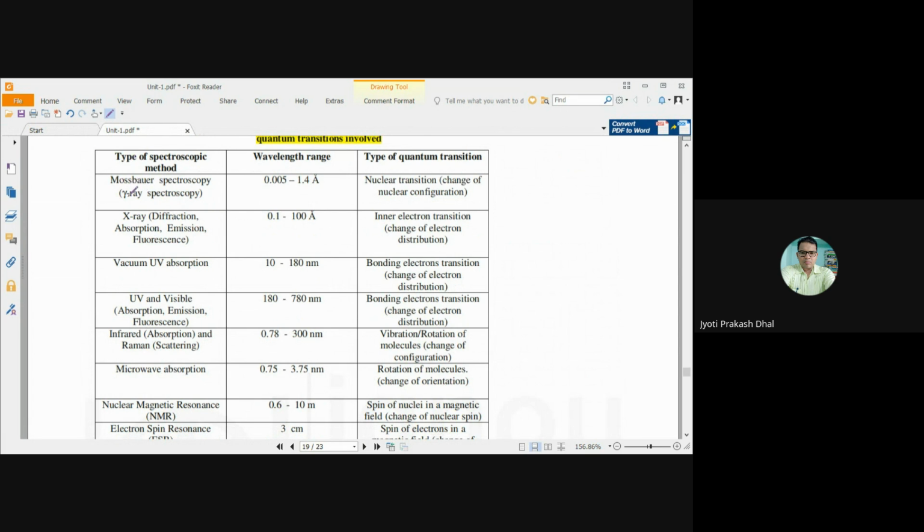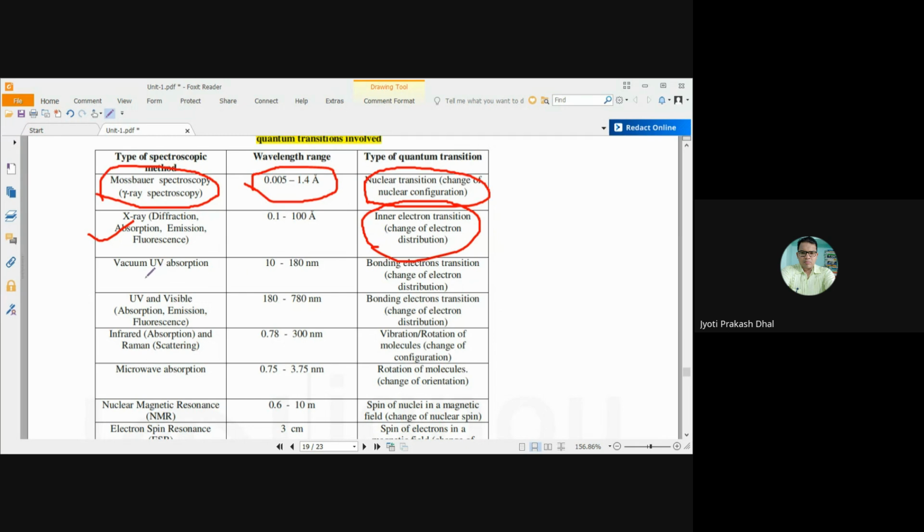So the first type of spectroscopic method is called Mossbauer spectroscopy or gamma ray spectroscopy, having a wavelength range of 0.005 to 1.4 angstrom. The type of quantum transition is nuclear transition, that is, change of nuclear configuration. The next one is X-ray spectroscopy, which involves diffraction, absorption, emission, fluorescence, all these things. That is due to inner electron transition. If the electron transition takes place within the atom's inner shell, then we will observe X-ray spectra.